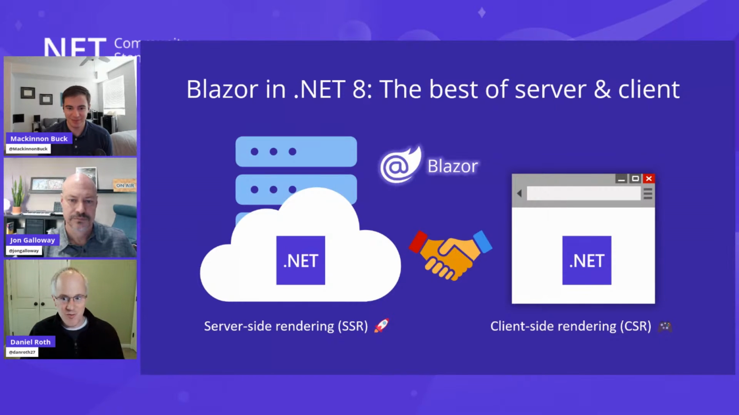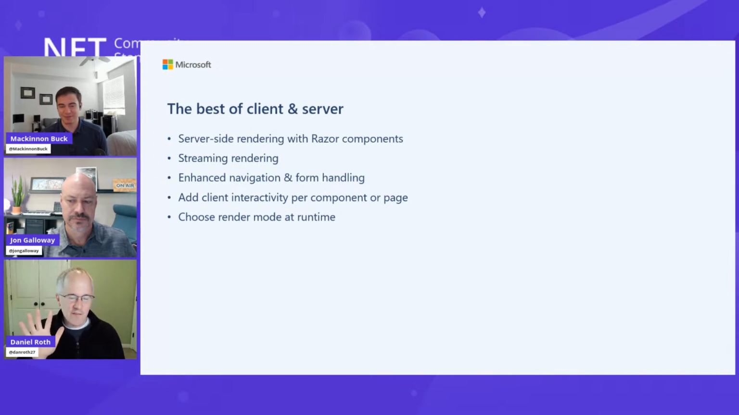So what are those features? Well, there's 5 main features that we're working on in the .NET 8 timeframe. Server-side rendering with Blazor components, streaming rendering, which I'll talk about in a bit, enhanced navigation and form handling, adding client-side interactivity on a per component or per page level, and then also the ability to choose which component render mode that you want at runtime.